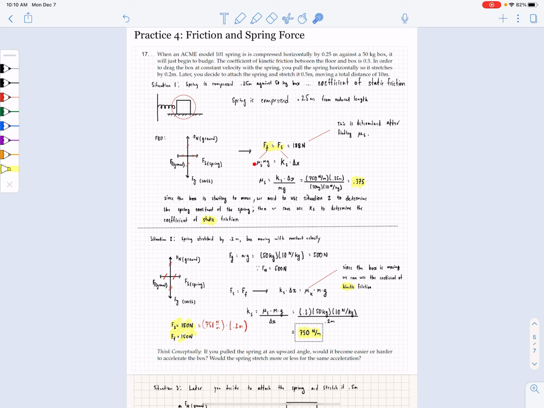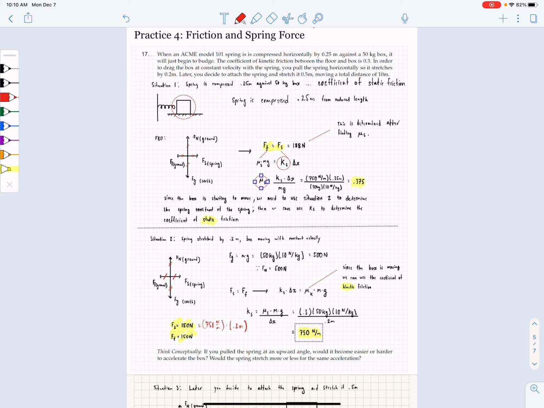So we use the same argument here as we did in situation 2, except this time, since we know the spring constant right here, but we don't know the coefficient of static friction, we can use this expression to isolate the coefficient of static friction.